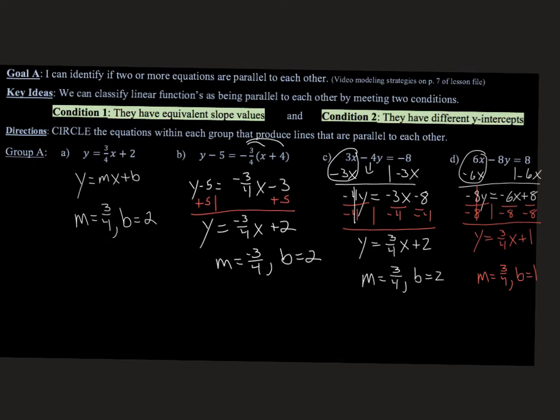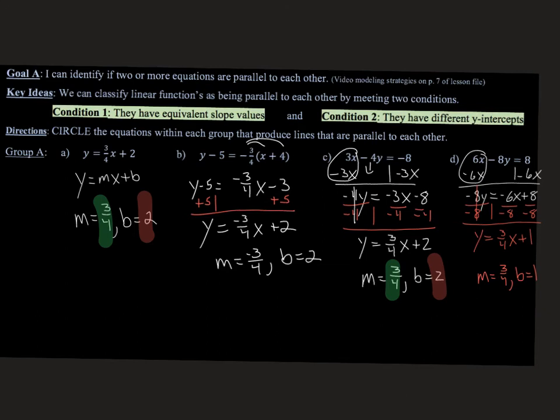So right away, we want to take a look at this because we have this 3/4 slope over here. A common error would be to say, oh, A and C are parallel because they have the same slope. But notice they have the same y-intercepts. So actually, this A and this C equation are equivalent equations. They would produce the same line, so they are not parallel.